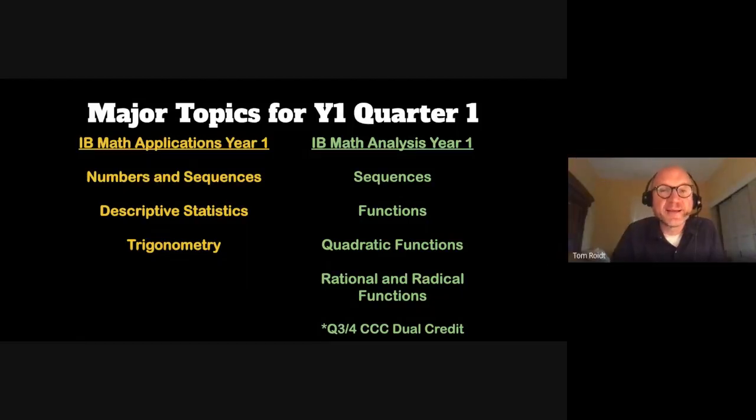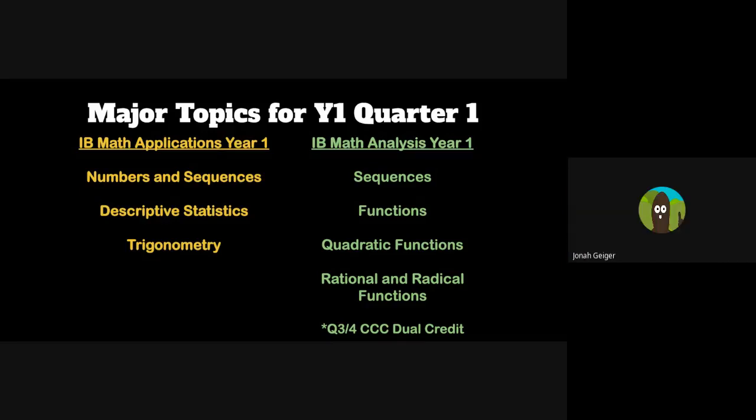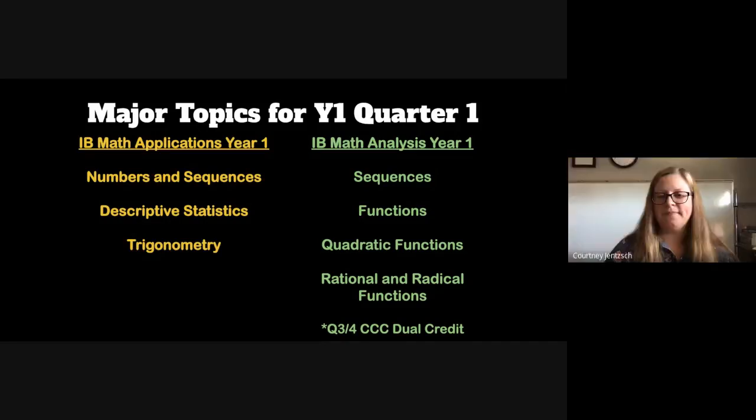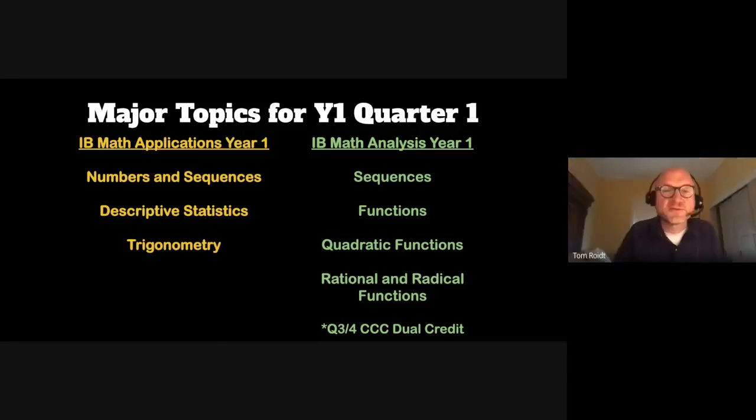All right, so in applications, we're really only doing 3 units in this first quarter. We're going to start with numbers and sequences, and that's talking about different kinds of numbers and how we round them and how we deal with different number sets, and also sequences. You've probably seen maybe arithmetic geometric sequences before in an Algebra 1 class. We're going to get a little deeper into that. Then we're going to go into descriptive statistics, and then finish up with trigonometry.